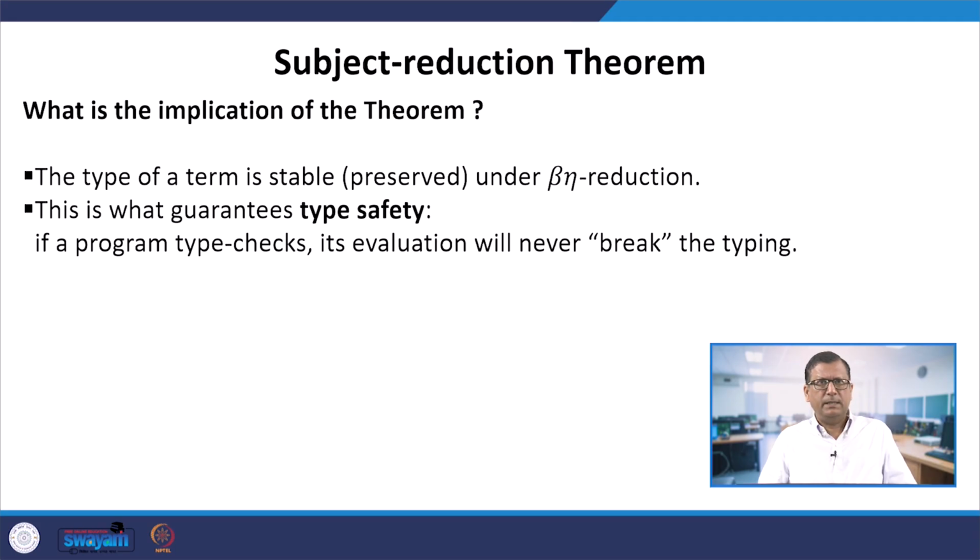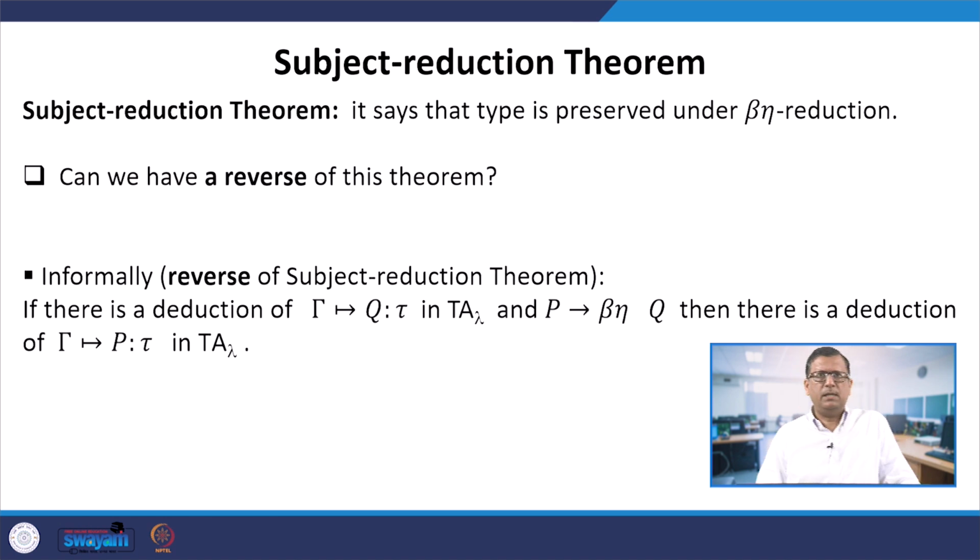This is what guarantees type safety. When we say type safe, it means that if a program type checks, its evaluation will never break the typing. That means if it had a type tau, and we make beta eta reduction, the type will remain the same. That is what we mean by type safe. Now this theorem says that type is preserved under beta eta reduction.